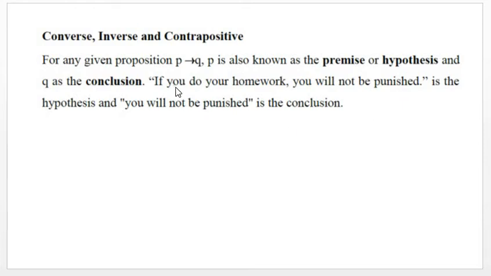Here, you do your homework is the premise and you will not be punished is the conclusion.